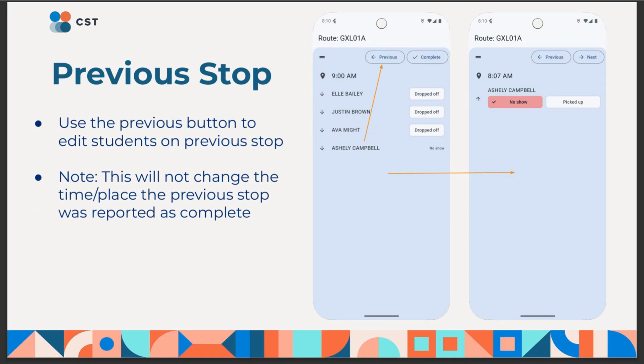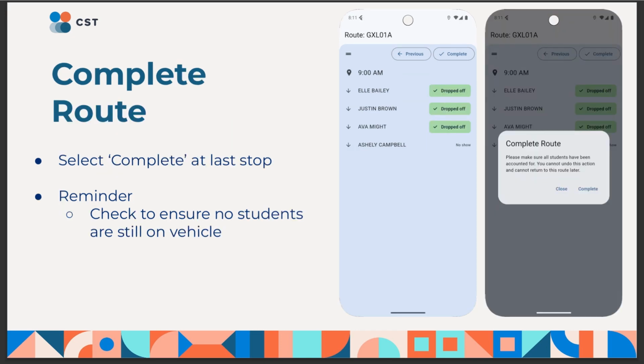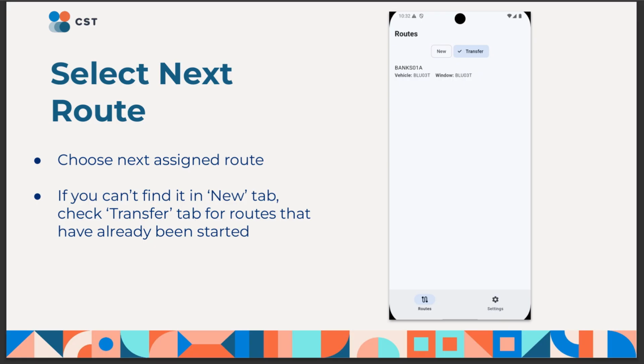To access previous stop, use the previous button to edit students on previous stop. This will not change the time and place if the previous stop was reported as complete. To complete the route, select Complete at Last Stop. Reminder, check to ensure no students are still on the vehicle. After you complete your route, select Next Route.